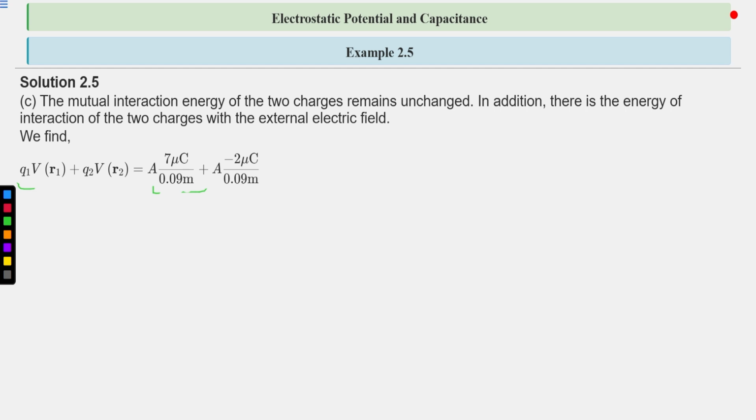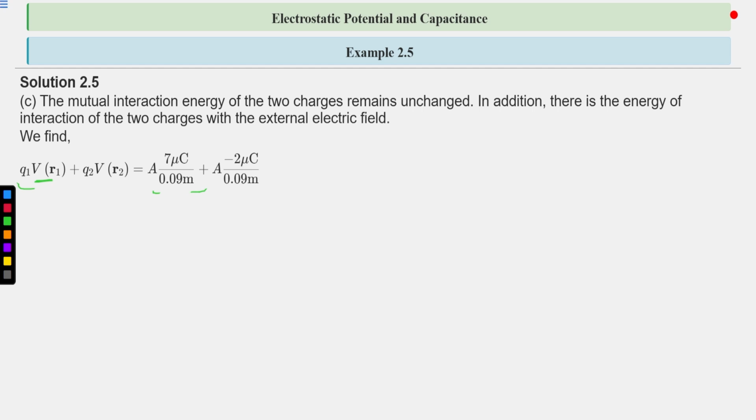V is equal to, we have seen in yesterday's class, what is the relation between electric field and potential? E is equal to minus delta V upon delta L. Okay, so rearranging it, delta V is equal to minus E into delta L. So by integrating, we will get potential is equal to A by R. Okay, so V(R1) is A by R.